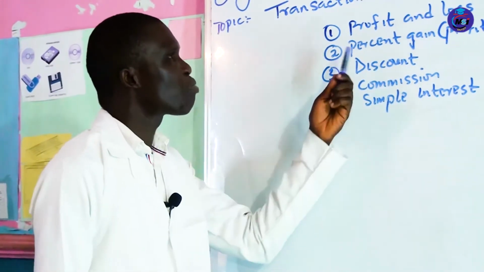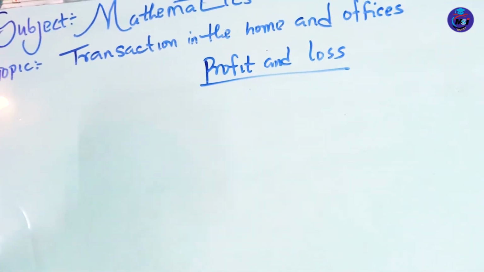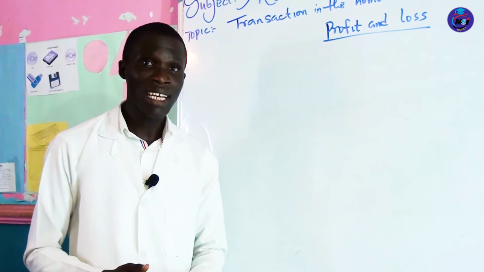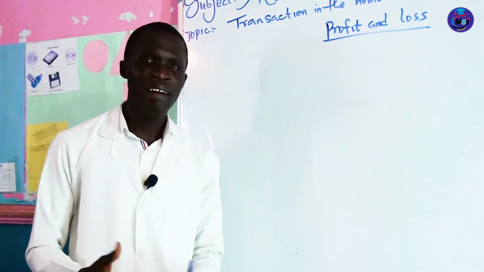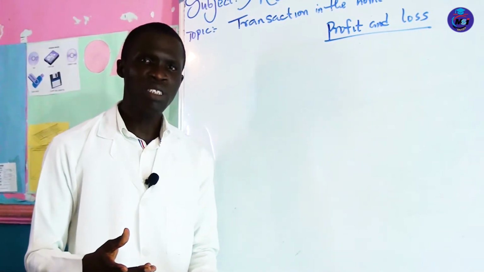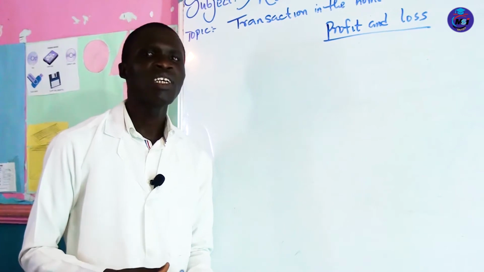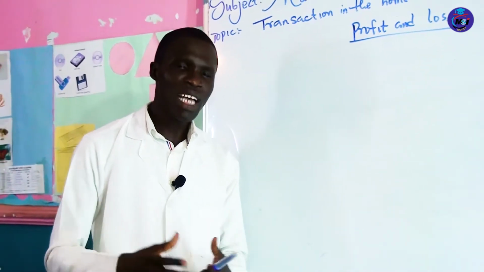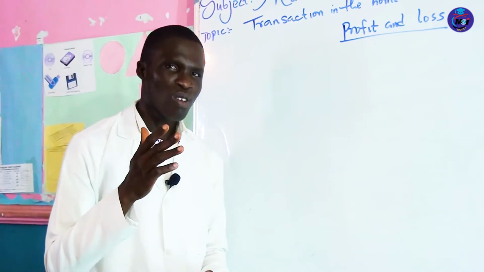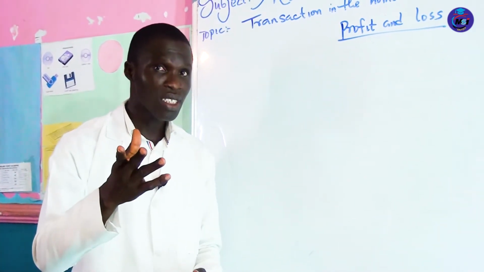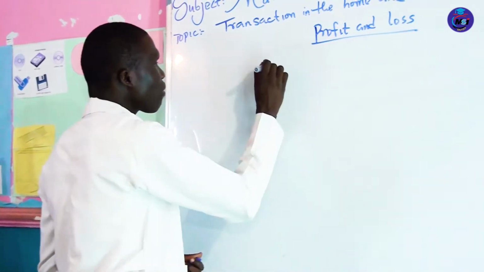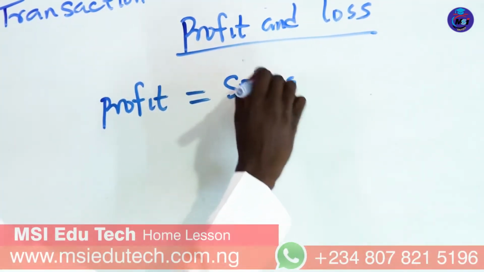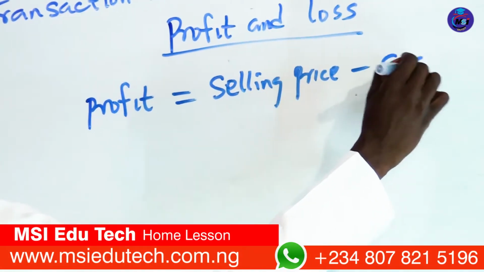Okay, let's start with profit and loss. What is profit? Think about someone into a particular business, and you have 20 naira. You want to go into business, and you bought a bag of pure water for 20 naira, and at the end of the day you sold it for 25 naira. You've made a gain or profit. So that is what we call profit. So profit equals selling price minus cost price.